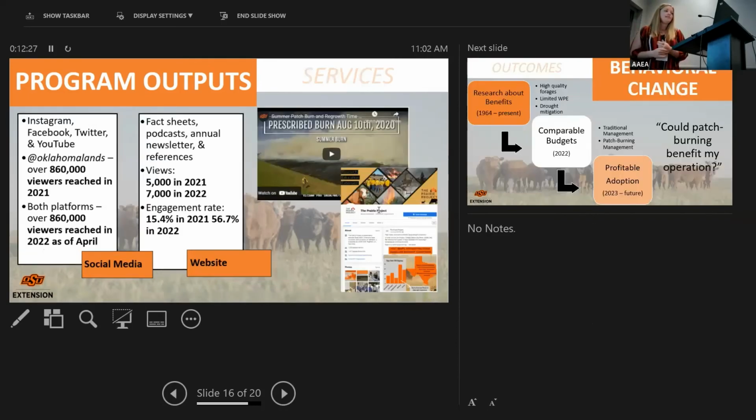And then lastly, from program outputs, we have social media and the website. So I've kind of briefly already discussed the Prairie Project website. I want to take this time to present a little bit of demographics behind these media outlets. For social media, the Oklahoma Lands Instagram handle, which is the OSU Natural Resources page, reached over 800,000 people in 2021, but we've already reached that number as of 2022 in April. So we can see that the exposure of patch burning is growing and will continue to grow in the future.